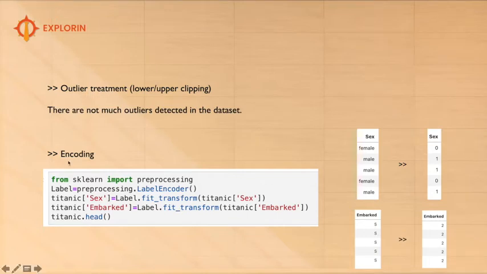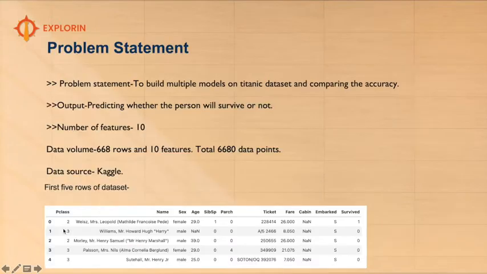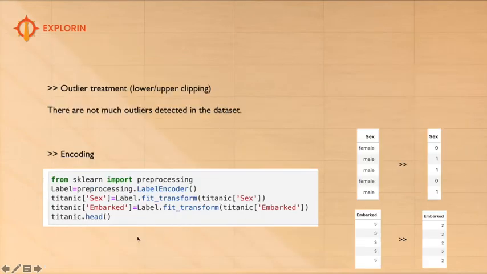The next is encoding, right? Models do not process text like female or male, whereas they process numbers like 0, 1, 2, etc. Since the sex column and the embarked column have text values, we'll convert them into numbers by using encoding. We'll import preprocessing and use the label encoder function, and then fit transform the sex and embarked columns, right?